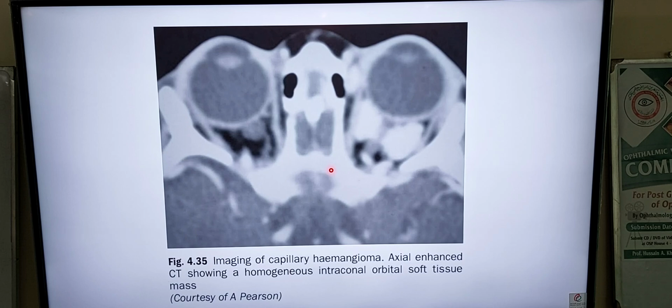Okay, this is an axial CT scan showing a homogeneous intraconal orbital soft tissue mass. ये मसल कोन है, ठीक है, और जो मैस है वो इसके अंदर है, मीन्स इट इज इंट्राकोनल और बिल्कुल एक प्लेन सी पिक्चर है, सो होमोजेनस इन अपीयरेंस.